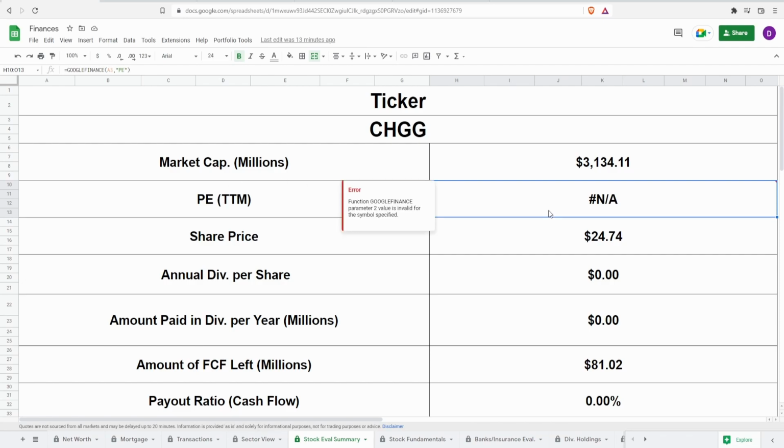Seeing that their PE is NA, this means that their earnings are non-existent. And at the current share price of $24.74, we might not know if this is a good price or not, but let's use discounted free cash flow to see if we can figure this out. They do not pay out a dividend, which means that their $81 million in 5-year average free cash flow is going into themselves to pay back their debt, to make acquisitions, and to reinvest in their own company.